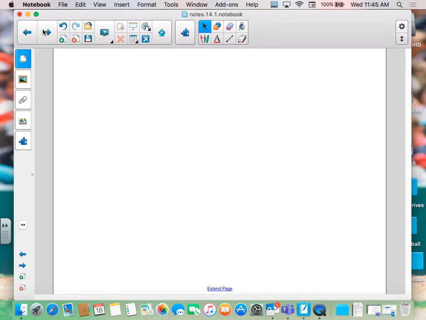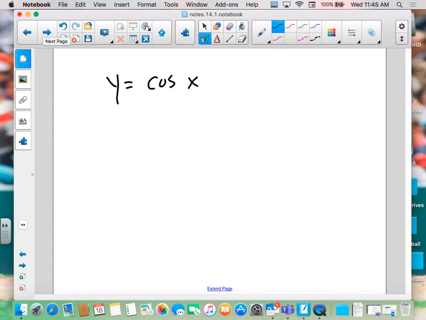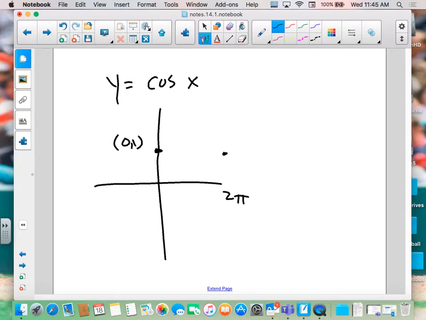All right, so I'm going to do a cosine one more time. Here's the parent. Where does it start, everybody? 0, 1. If it has a normal period of 2 pi, it ends at 2 pi, 1. Halfway in between, it goes down to negative. So those are 3 big points.